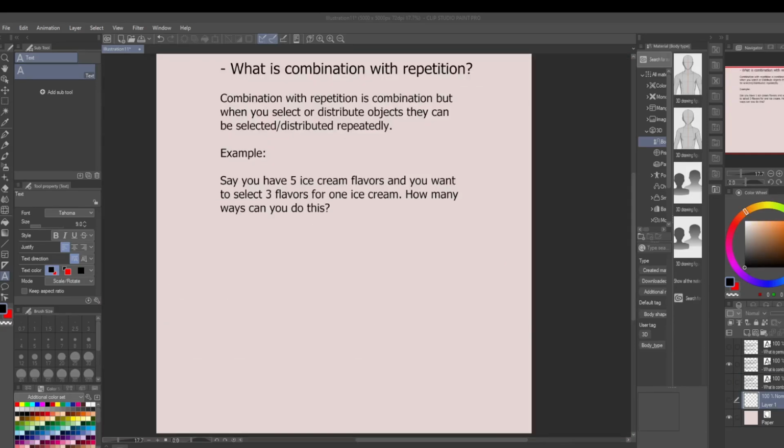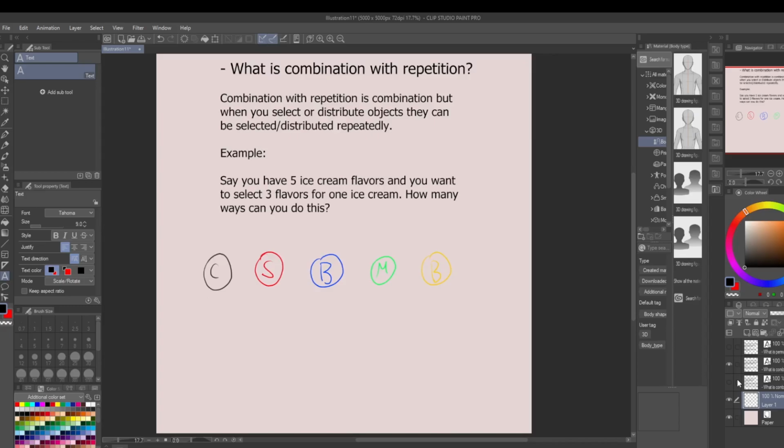Okay, so what is combination with repetition? Combination with repetition is combination, but when you select or distribute objects, they can be selected or distributed repeatedly. So, for example, let's say you have five ice cream flavors and you want to select three per one ice cream. How many ways can you do this? So, let's say I have five ice cream flavors and I want to select three flavors for one ice cream.